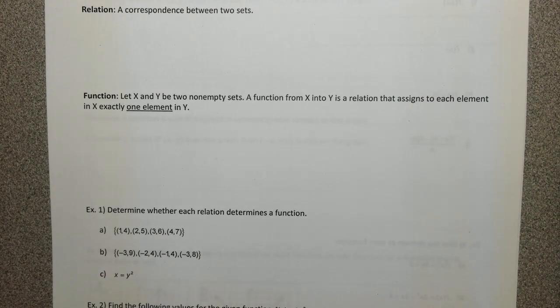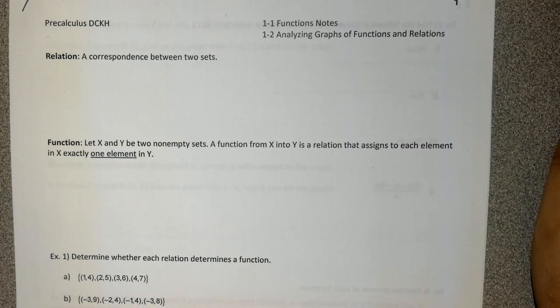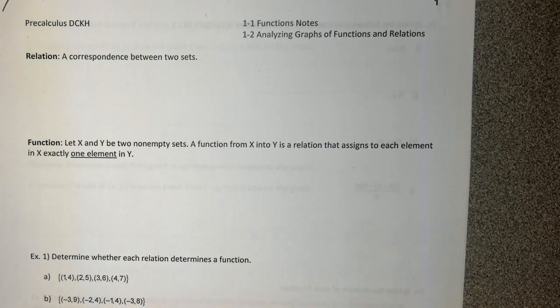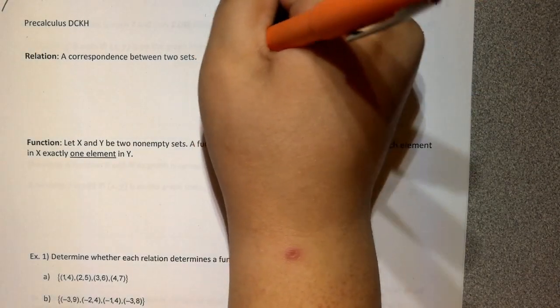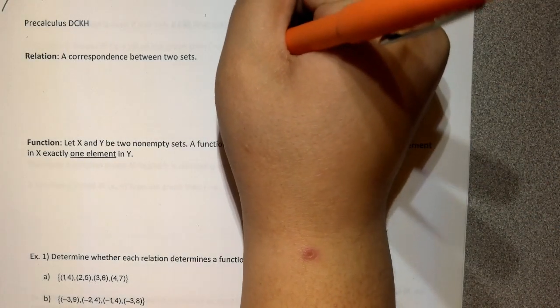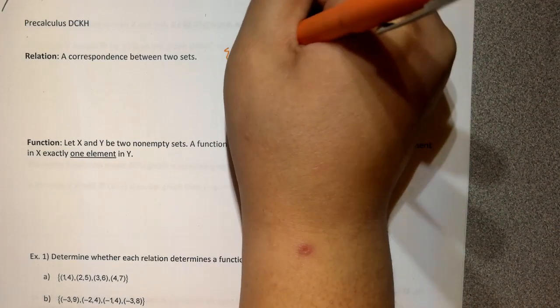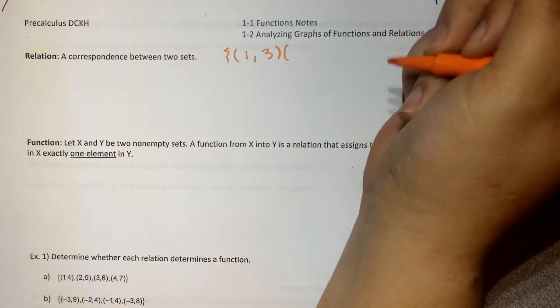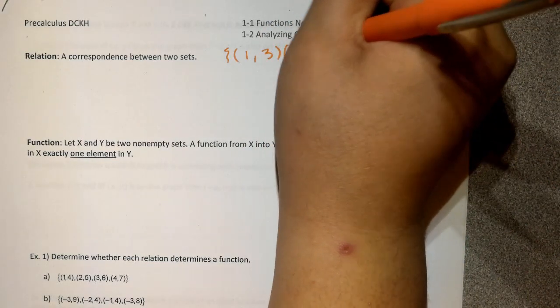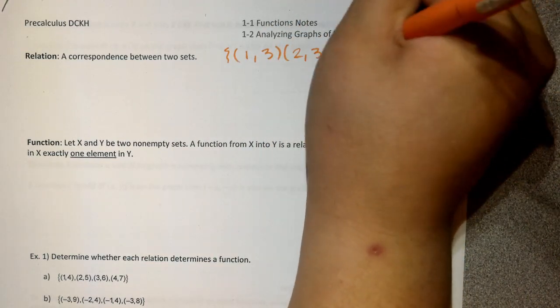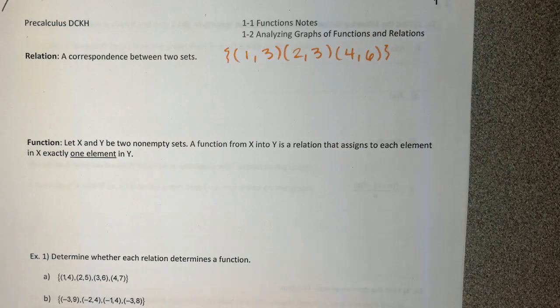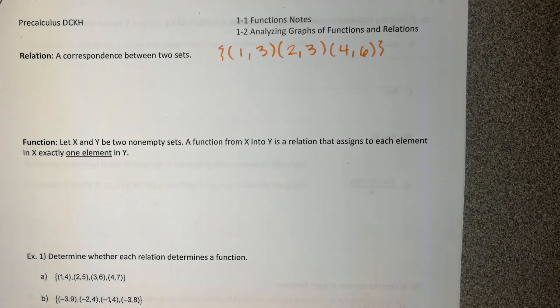Okay, a relation. Do we know what a relation is? Yes, no, maybe so? A relation is a correspondence between two sets. In this case, our sets are x and y. So if I give you the points (1, 3), (2, 3), and (4, 6), this is a relation.